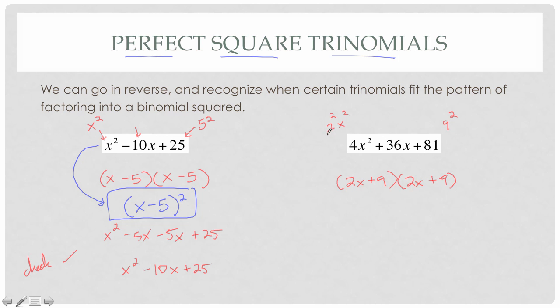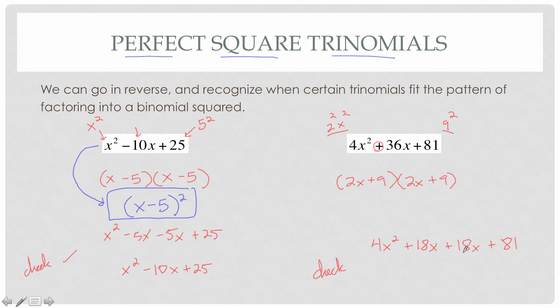And I got the 2x from right there because it's squared, and the 9 from right there. And it's all plus because I have a plus for the middle term. I'm going to check it out by multiplying. 2x times 2x is 4x squared. 2x times 9 is plus 18x. 9 times 2x is going to be plus another 18x. And 9 times 9 is 81.